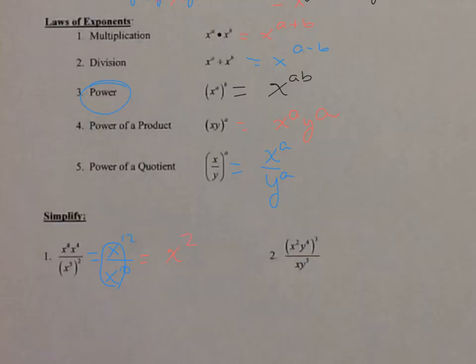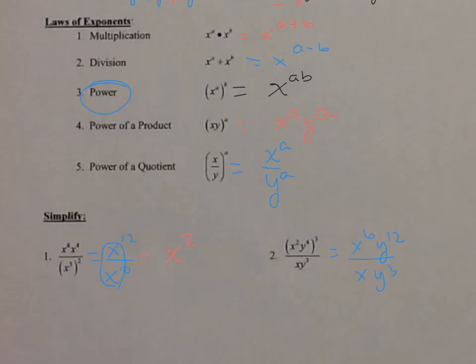All right, so let's take a look at number 2. I have this quotient with powers in there and this power here. So remember, it's a power of a product, so make sure you multiply each one on the inside. So that's going to be x to the 6th, y to the 12th, over x, y to the 3rd.